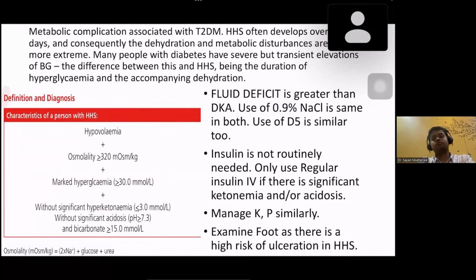Foot ulceration. Yeah. Sayan, there's a question. Sure. D. Terence has asked, is Ringer's not preferable here since it has bicarbonate?